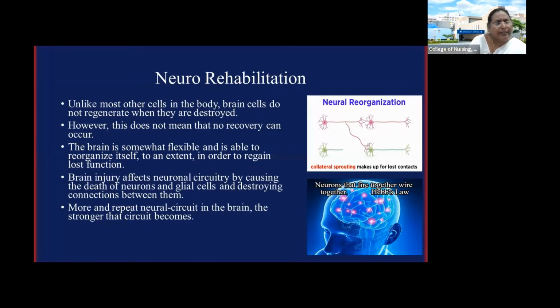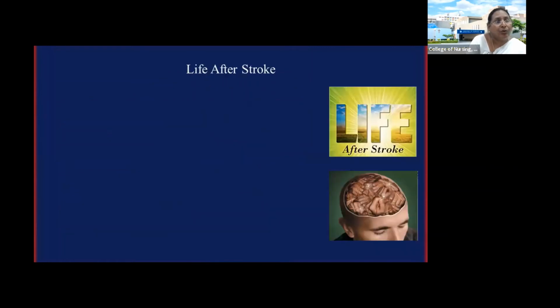It may not be exactly like before. Before stroke, probably a person was a sportsperson or an athlete. Maybe after stroke, he may not regain the same perfect form as before, but he can gain to an extent. And this is called brain plasticity or neuroplasticity. With this basic concept, we go into the next topic.